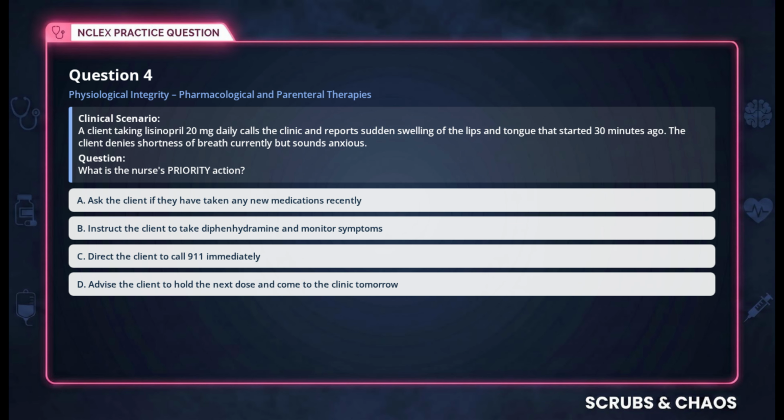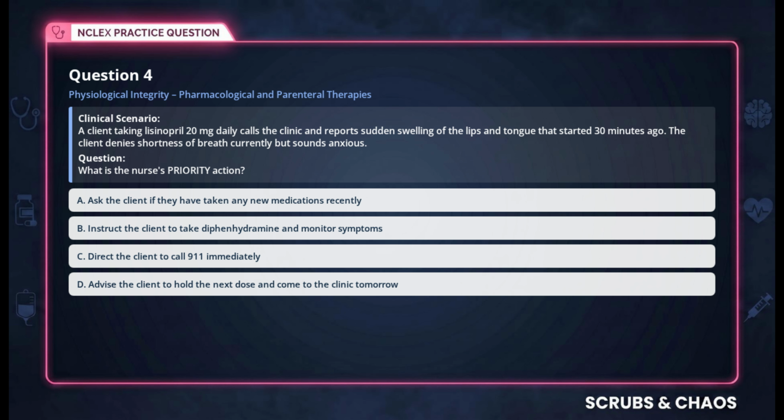This one is not a drill. Swelling of the lips and tongue. You have seconds to make the right call. A client taking lisinopril calls the clinic reporting sudden swelling of the lips and tongue that started 30 minutes ago. The client denies shortness of breath, but sounds anxious. What is the nurse's priority action?